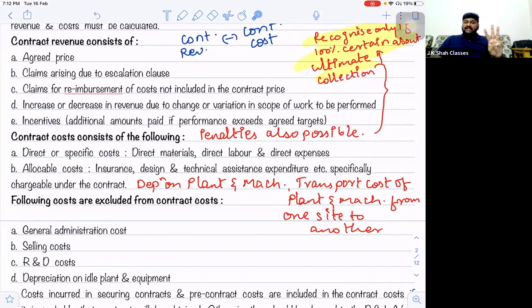Third, research and development cost will not be considered over here because research and development cost may be recognized as an intangible asset. We will learn it in AS 26.